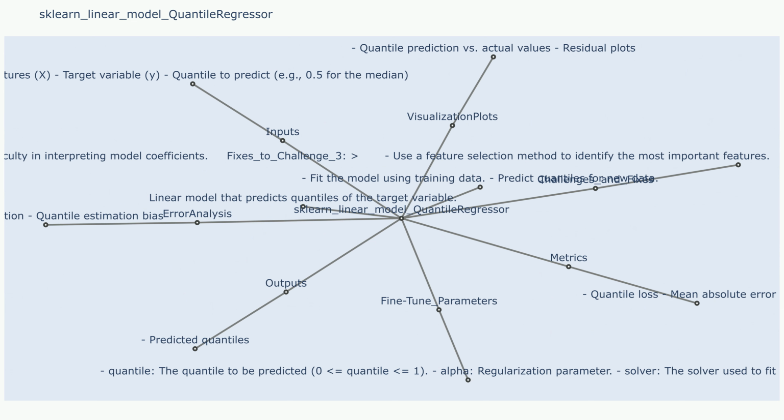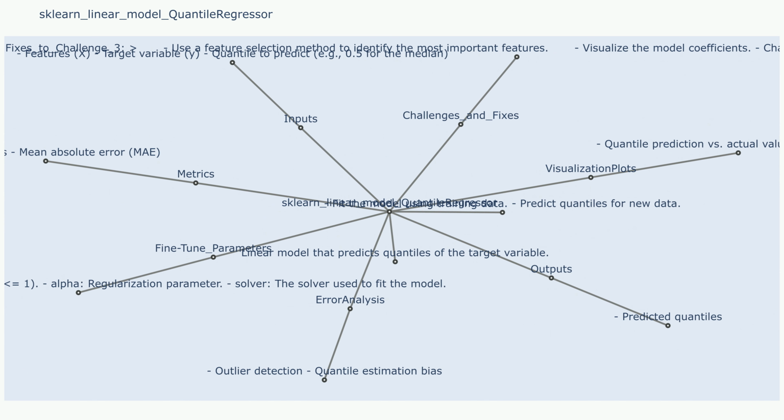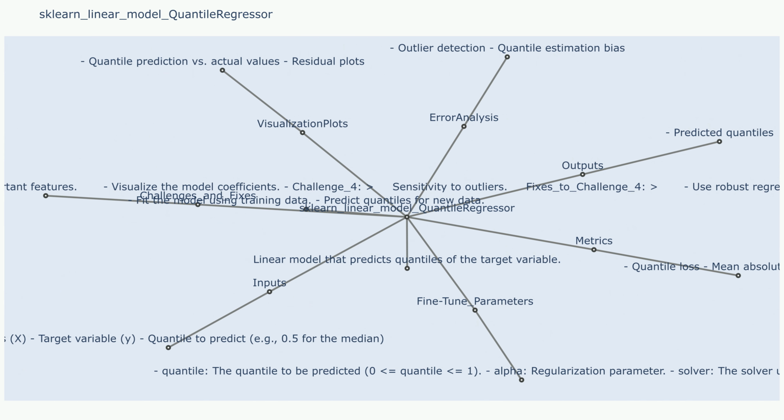Visualization plots: quantile QQ plot visualizes the distribution of the predicted quantiles against the actual target values to assess the model's performance in capturing the desired quantiles. Residual plot plots the difference between the predicted quantiles and the actual target values to identify any patterns or systematic errors.